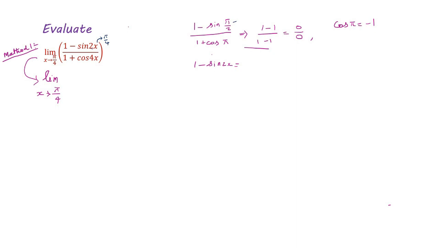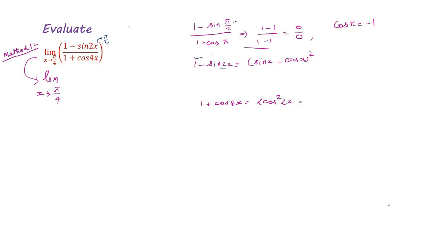This 1 minus sin 2x we write as (sin x minus cos x) the whole square. When you expand this, you get sin squared x plus cos squared x, which is 1, then minus 2 sin x cos x, and 2 sin x cos x is nothing but sin 2x. So 1 minus sin 2x can be written as (sin x minus cos x) the whole square. Similarly, 1 plus cos 4x can be written as 2 cos squared 2x.